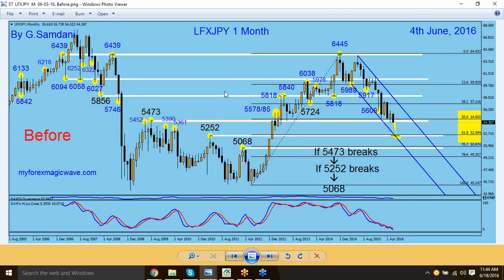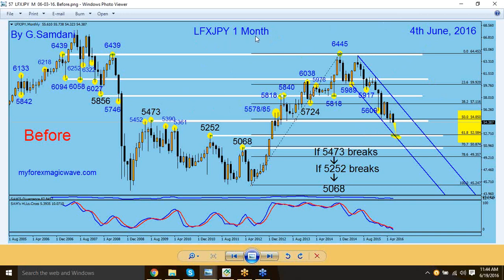Hello everyone, Sam is here from myforestmagicwave.com, making this a small video about the yen index and the yen pairs, and how we did based on my analysis. In a webinar a couple of weeks before, I made this chart, showed it, and explained it. So let's get started.